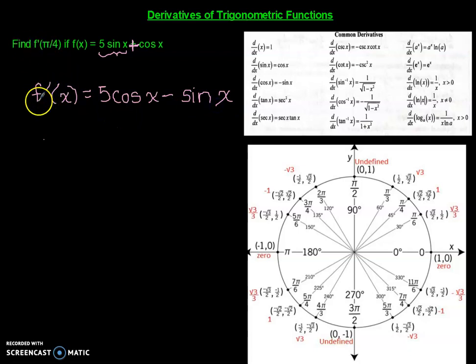Now they want to see what pi over 4 is. So notice that all I'm doing for f prime is I'm replacing the x with pi over 4. So same deal here on the other side. I'm going to replace the x with pi over 4.